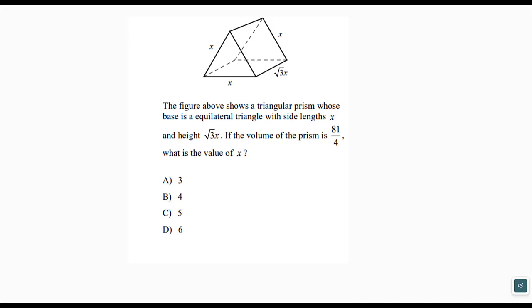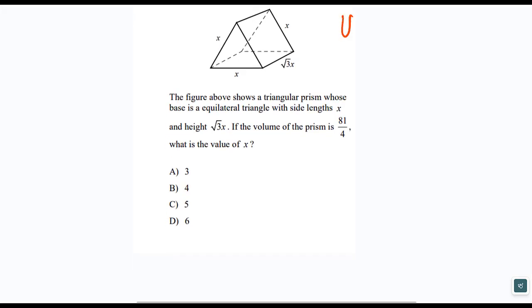So the first thing to do for a problem like this is write the formula for the volume of this triangular prism. So we know that Vt, if I call it Vt, is going to be equal to the area of the base times the height. If we're looking at the base right here, we know that this is going to be an equilateral triangle. So let's focus on this equilateral triangle.